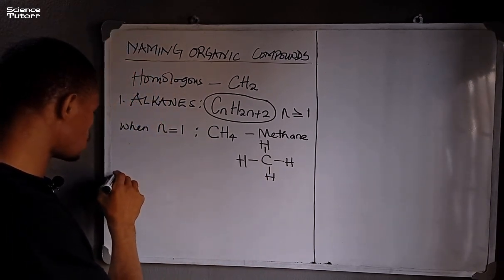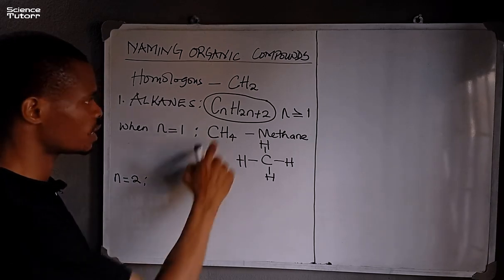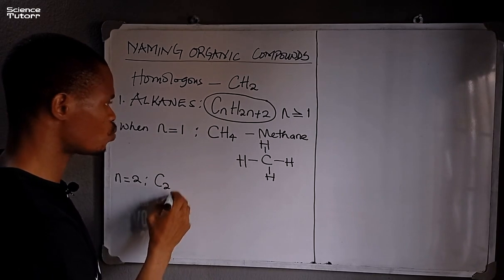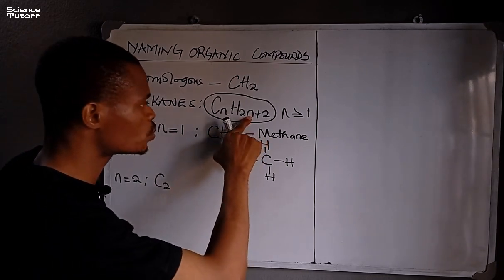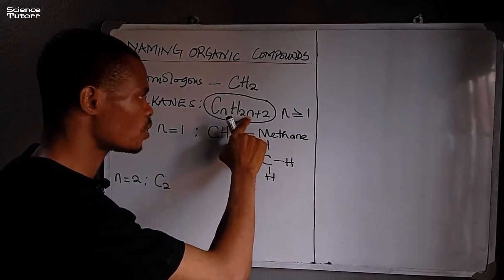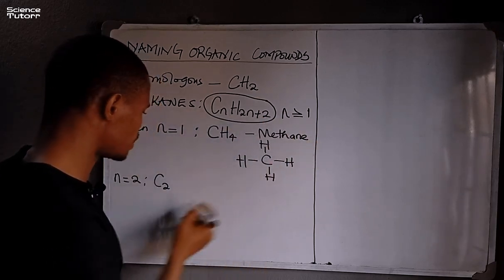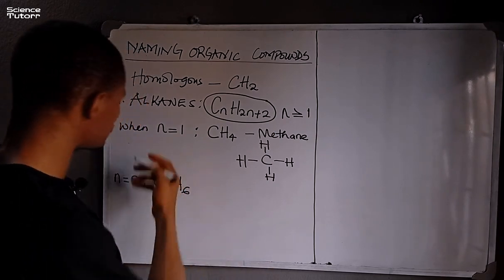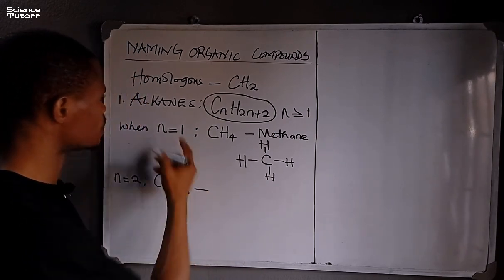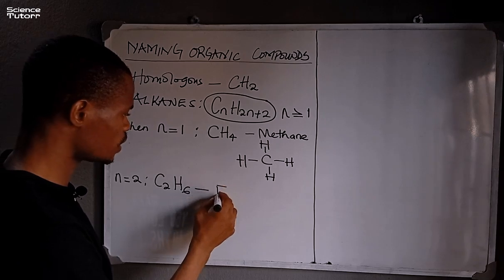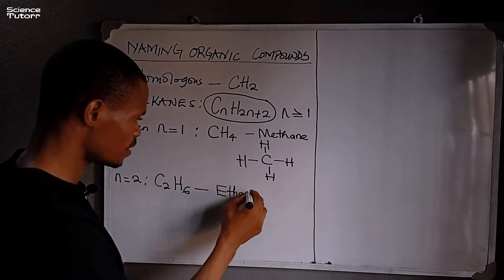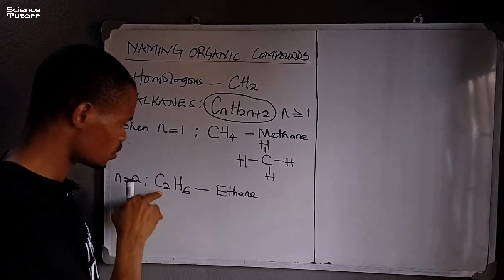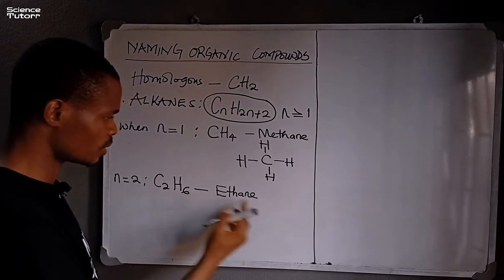When n is 2, I simply substitute 2 here. I get C2, and 2 times 2 is 4, 4 plus 2 makes 6. So that makes C2H6. This is the second member of the alkane series, and we call it ethane, a 2 carbon atom compound with 6 hydrogen atoms.